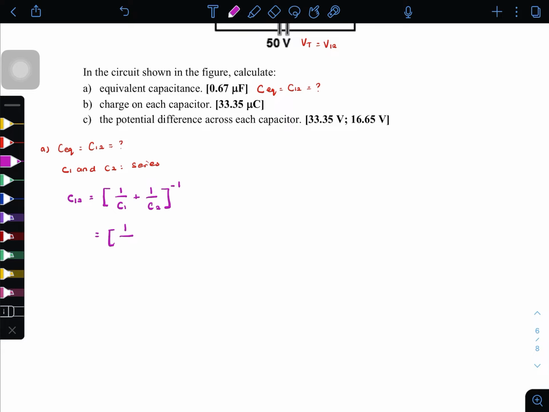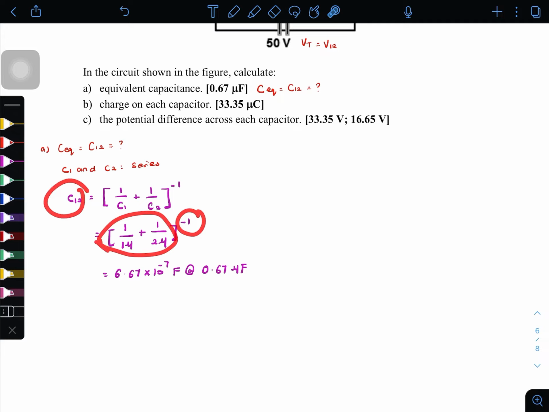Okay, so 1 over C1 kita ialah dekat sini 1 microfarad and C2 is 2 microfarad. So 1 over 1 mu plus 1 over 2 mu to the power of negative 1. So kita akan dapat C12 is equals to 6.67 exponent negative 7 farad, or is also equivalent to 0.67 microfarad. So that's for A. Okay, so you must remember that you need to 1 overkan jawapan yang kamu dapat dekat sini sebab dia ialah C12.